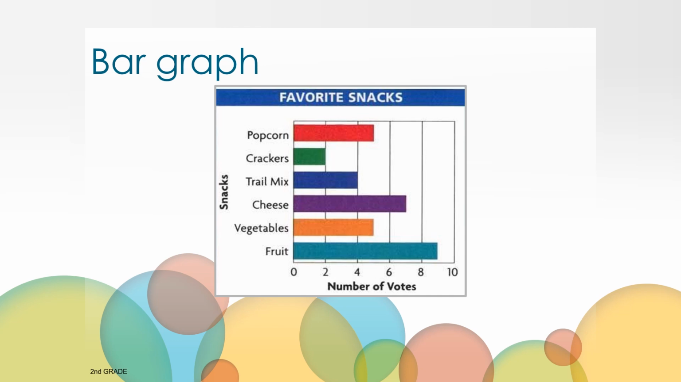That's right, the numbers count by 2s. This can make it tricky when we're trying to figure out how many for a bar that lands in between 2 numbers like this one for the fruit. Can you use the numbers at the bottom of the graph to help you figure out how many votes there are for fruit? Did you say 9? That's right. The number that comes in between 8 and 10 is the number 9.